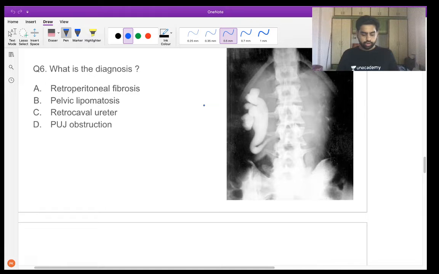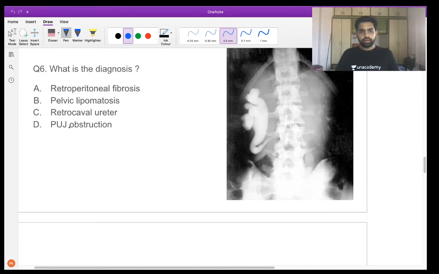So Indra is saying D, PUJ obstruction. Richam is saying PUJ obstruction. Sakshi is saying C. The level of the horseshoe kidney, I'll tell you that. Okay, Ria, PUJ obstruction, retrocaval ureter. Well, I'll come back to you, Ria. Just wait a minute. Don't worry. So the answer to this particular question is in fact retrocaval ureter.